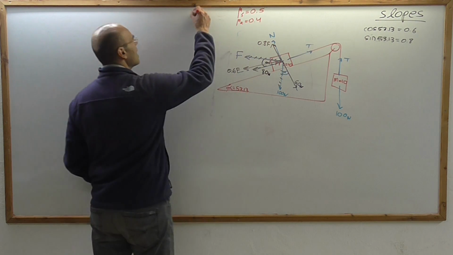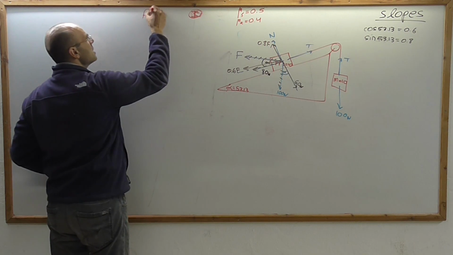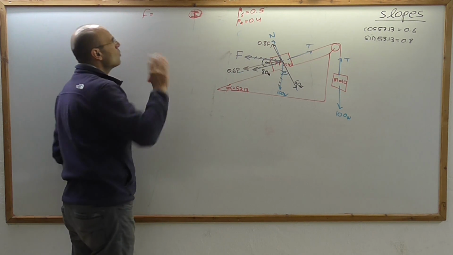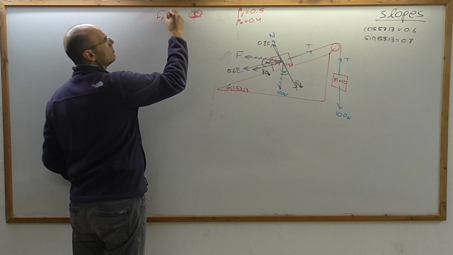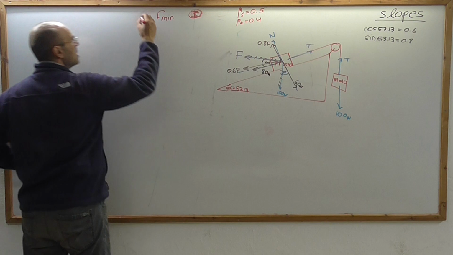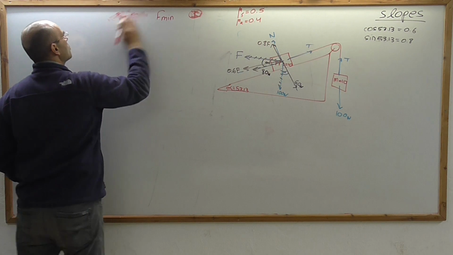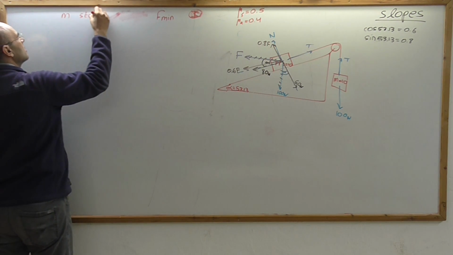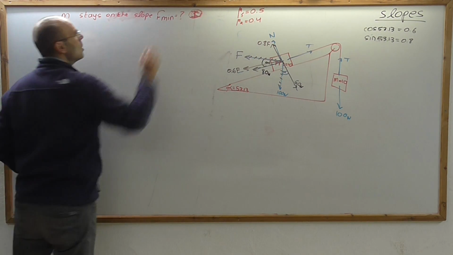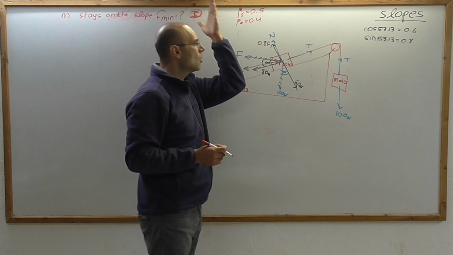Let's start by asking question 1. First of all, what is the F minimum? Let's ask this one. In order for this mass to stay on the slope, F minimum in order for M, how do I write it? M stays on the slope. Let's start with this question. What is the minimum force I can apply so that this mass won't go up in the air?